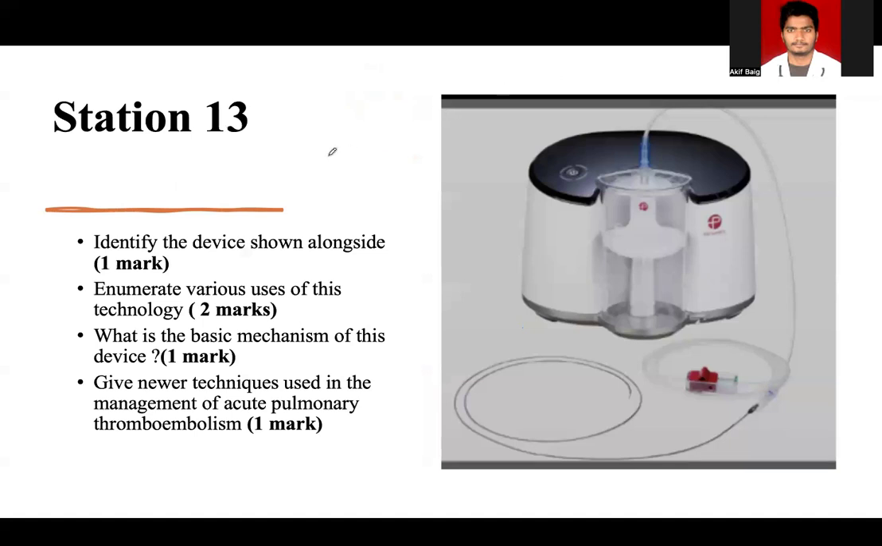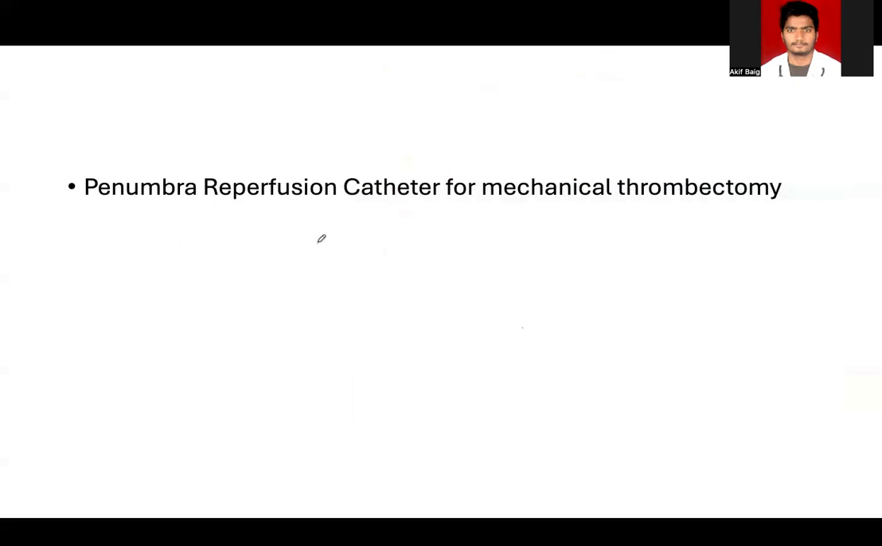So this is nothing but what is called the Penumbra, which is frequently used in mechanical thrombectomy. This is called the Penumbra catheter device, which is used for mechanical thrombectomy in patients of stroke or acute ischemic stroke. It can also be used in deep vein thrombosis and pulmonary embolism as well. Suppose a massive embolism is there, you can use this device for that. So this is the Penumbra reperfusion catheter for mechanical thrombectomy.